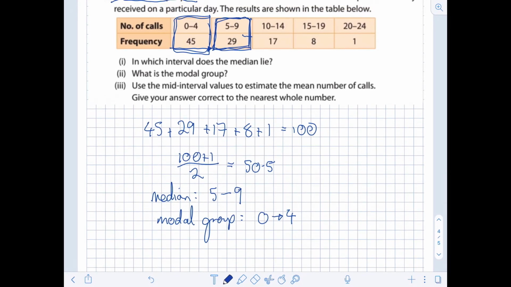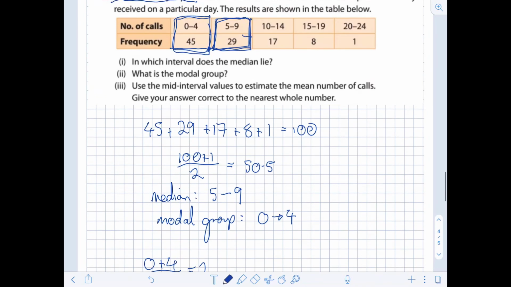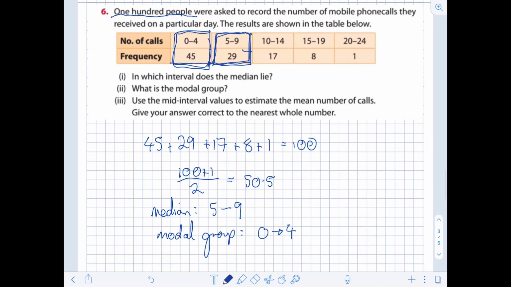Use mid-interval values to estimate the mean number of calls. Give your answer correct to the nearest whole number. So what's the mean? What's the mid-interval between 0 and 4? Is it 2? It is, because we have 0 plus 4, divided by 2, and the answer is 2. Similarly, when we add 5 and 9 together and divide by 2, we get 7, and 12 and so on and so forth.